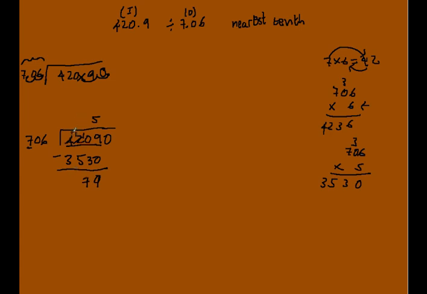So borrow 1 here. So this is 3. So 11 take away 5 is 6. So we bring down a 0. So we have this here, 709 into this. Again, let's take a guess.